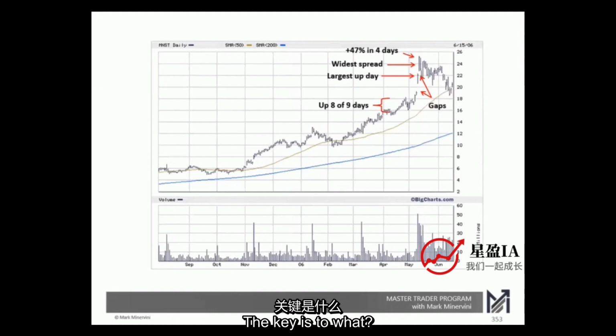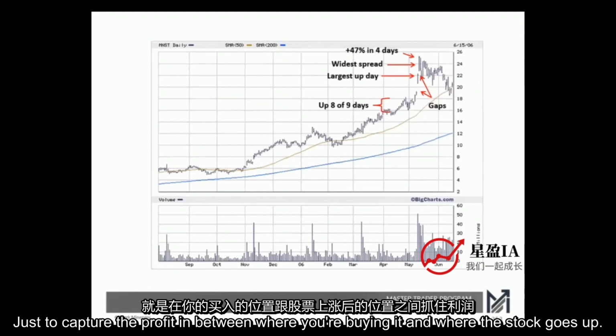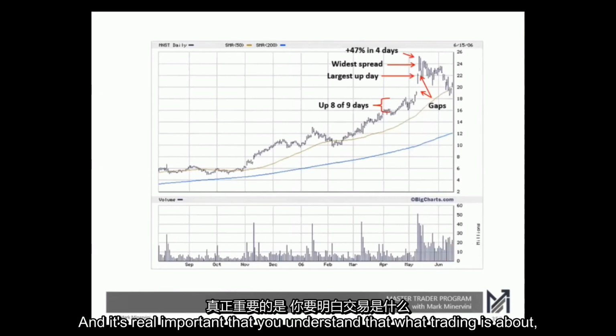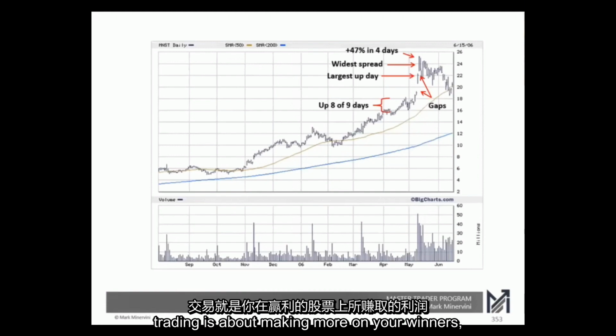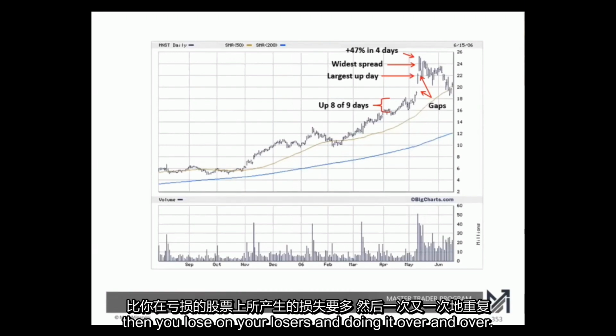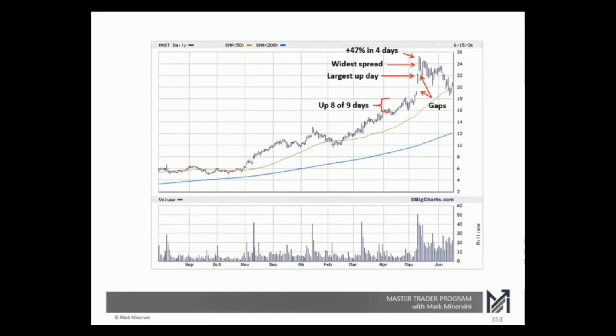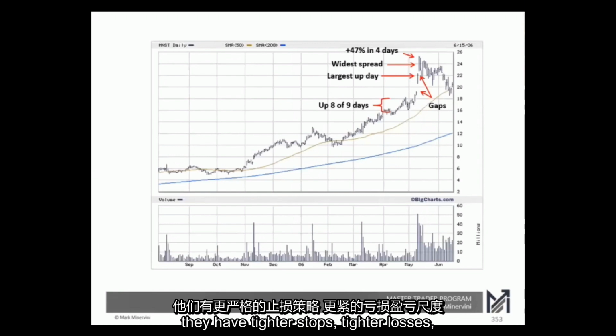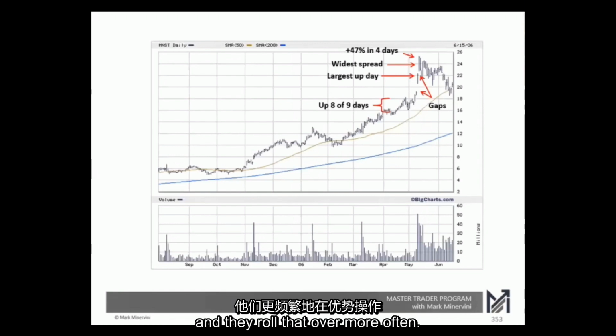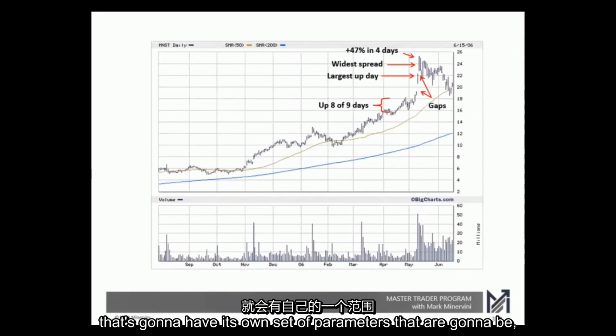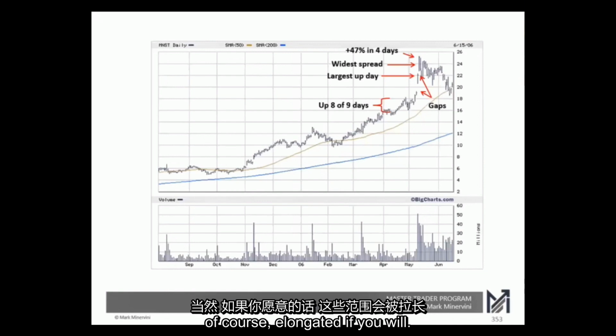Right. The key is just to capture the profit in between where you're buying it and where the stock goes up. And it's real important that you understand that's what trading is about. Trading is about making more on your winners than you lose on your losers, and doing it over and over. So that's all about rolling over that edge. And some people's edge is very small. They're trading fast, and they're taking smaller profits, and they have tighter stops, tighter losses, and they roll that over more often. And if you're a longer term investor, that's going to have its own set of parameters that are going to be, of course, elongated, if you will.